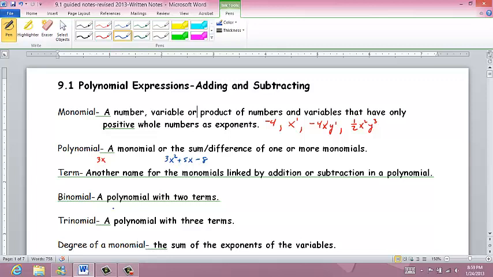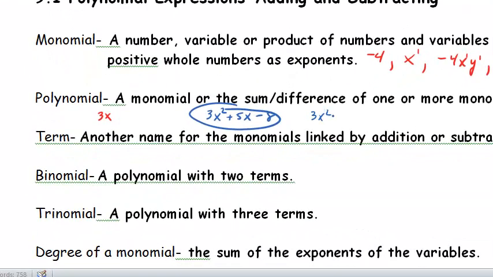Now, you've probably heard me say the word term versus monomial a couple of times. Anytime you hear the word term during this chapter, we are basically referring to the monomials that are linked by addition or subtraction in a polynomial. So when I look at this example above, 3x squared plus 5x minus 8, this polynomial has three terms, those terms being 3x squared, 5x, and -8. So that is probably the most important out of those three that we need to know, because it will be used a lot throughout the chapter.